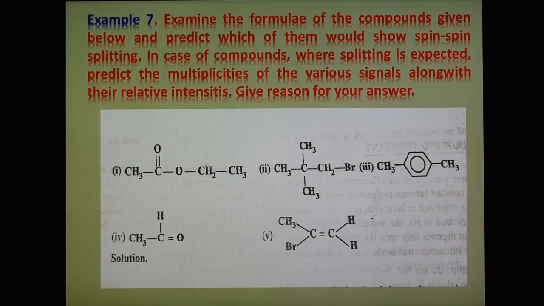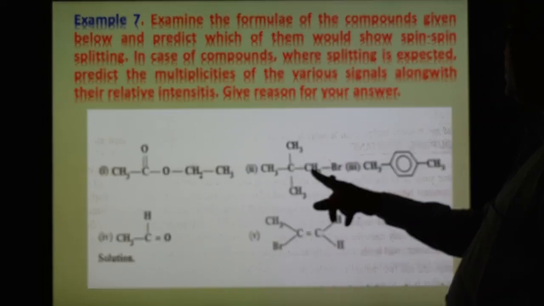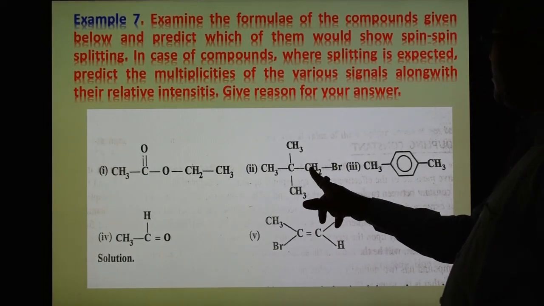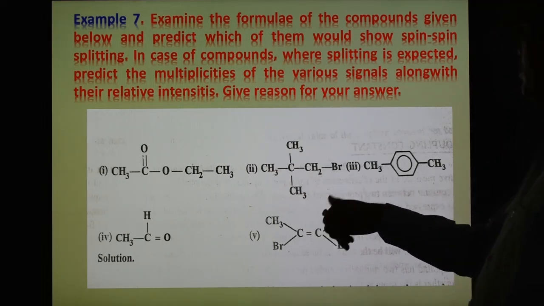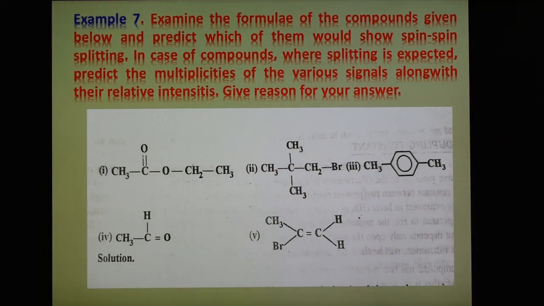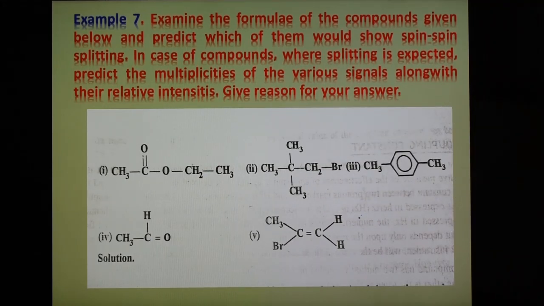Since the protons of the CH3 groups and the CH2 group are separated by 3 bonds, these will show no splitting. So here 9 protons are there, and this here is CH2, but for CH2 no splitting because no proton is on the adjacent carbon. Here also for the 3 methyl groups, no proton on the adjacent atom, therefore they cannot split. So in the case of example 2, no splitting of any group is taking place because no proton is present on the adjacent group or atom.